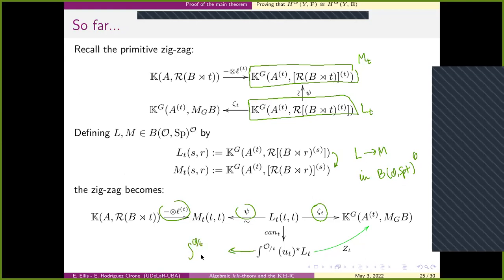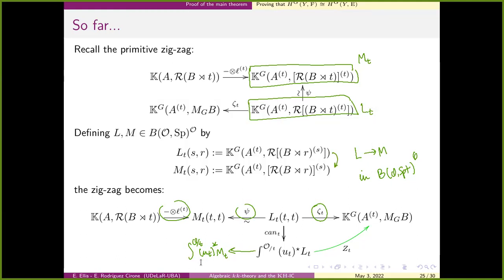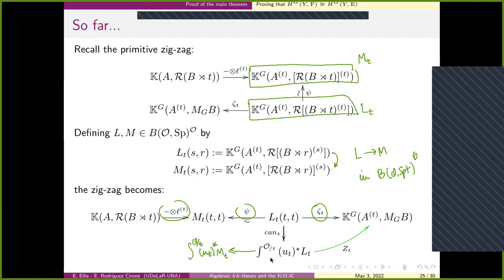The problem with this is that taking coends, in general, does not preserve weak equivalences. So even though object-wise we have a weak equivalence, upon taking coend, we may not have a weak equivalence anymore. So instead of taking a regular coend, we would like to take a homotopy coend. And for that, we will introduce a model structure in the category of bifunctors. Instead of taking coend, we will take homotopy coend.